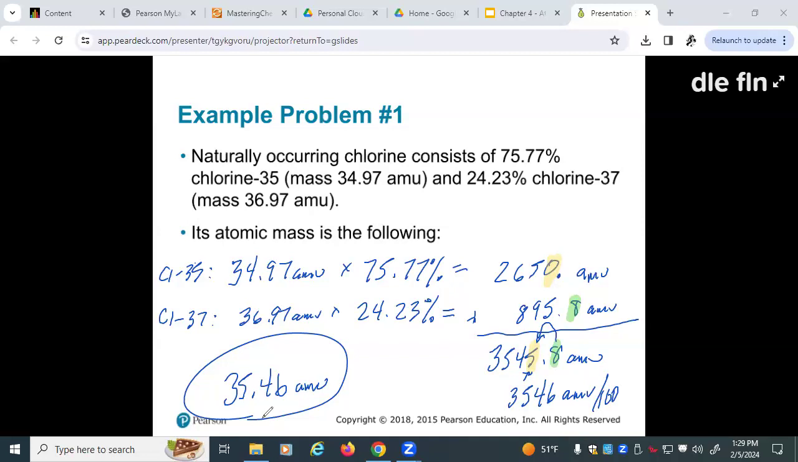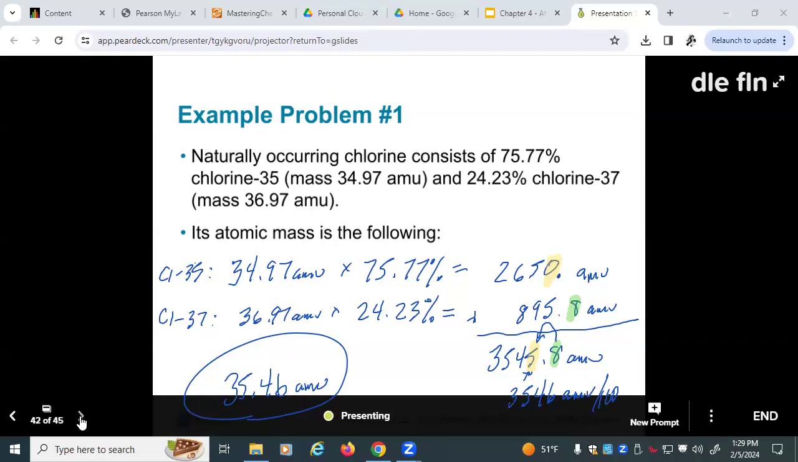So, is our AMU mass as precise as it could be? Well, in this case, probably not. Are these percentages as precise as they could be? Probably not. That's probably the difference between their number and ours. All right, any questions with this example problem?